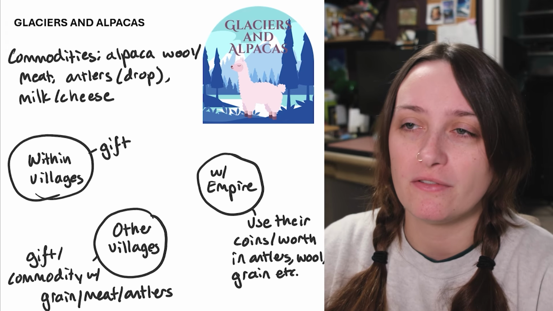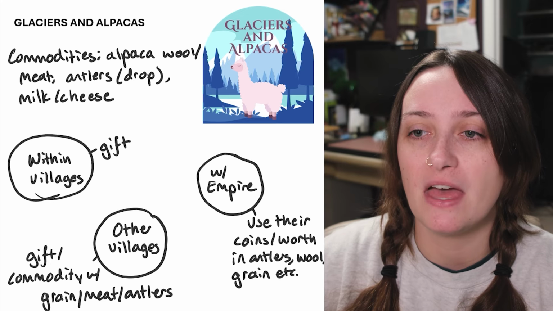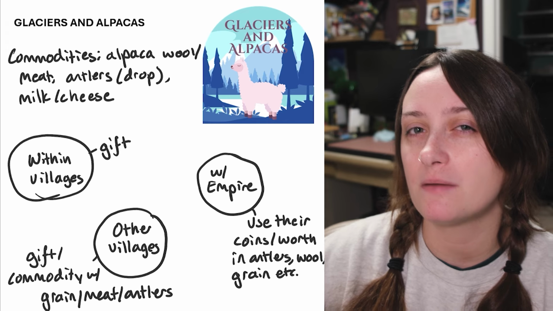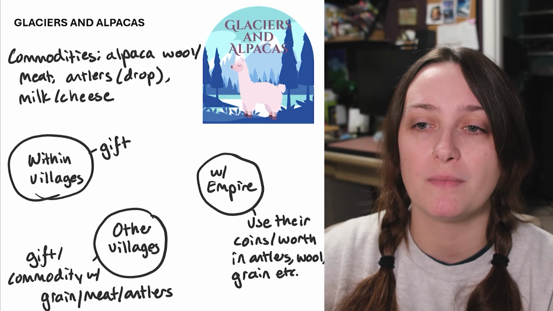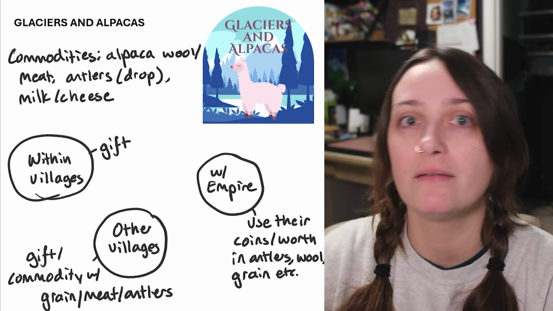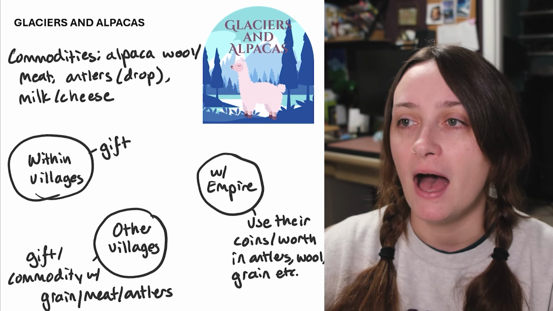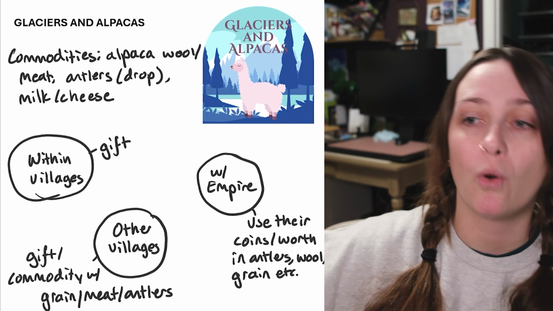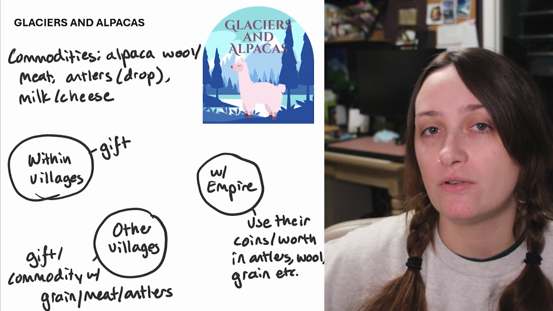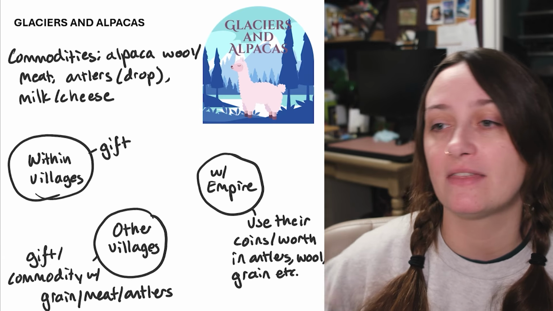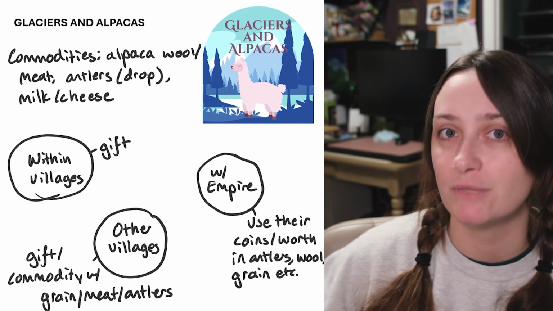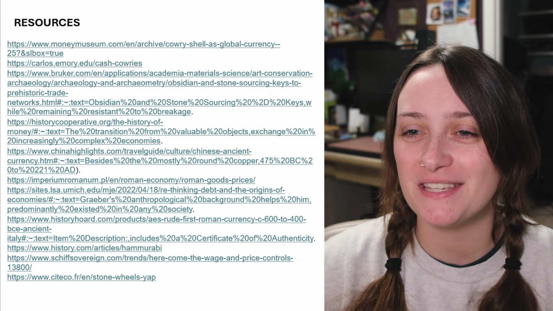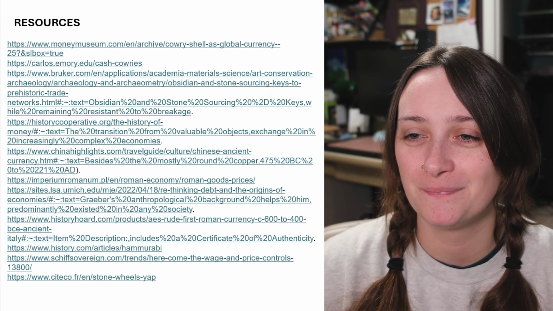So obviously within all of their villages, we have gift economies, and then with other villages, we might start to get into some gift economy maybe for closer villages, but then also maybe getting into some commodities with grain, meat, antlers, etc. But then when they interact and trade with the empire, they might use their coins as a unit of account for trading their antlers, wool, grain, milk, cheese, etc., right? Yeah, so these are some resources. This is not a super helpful list.